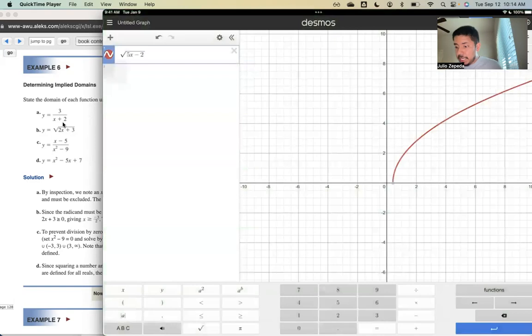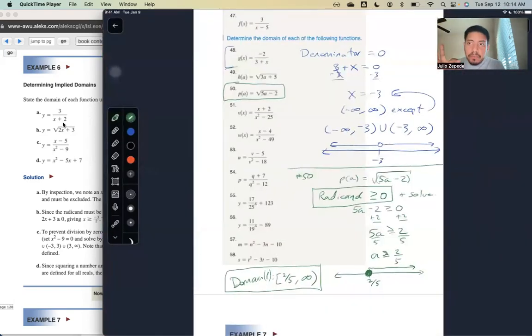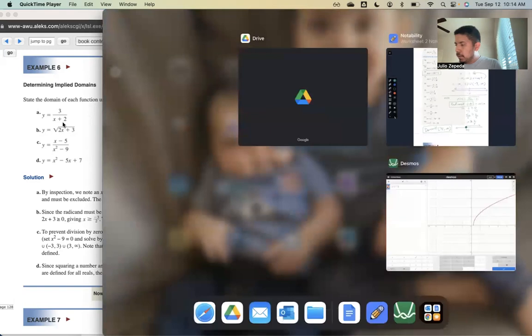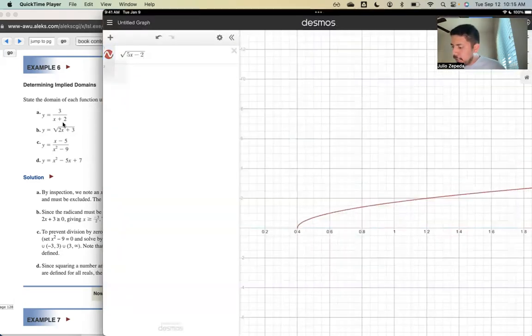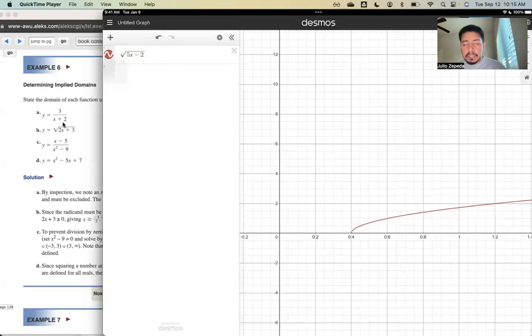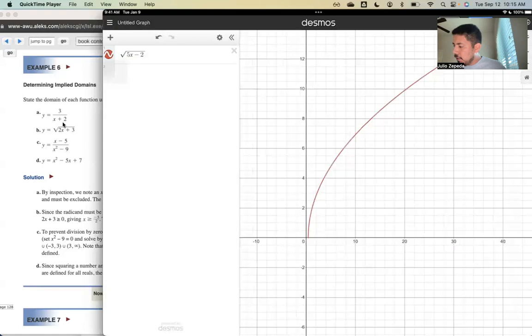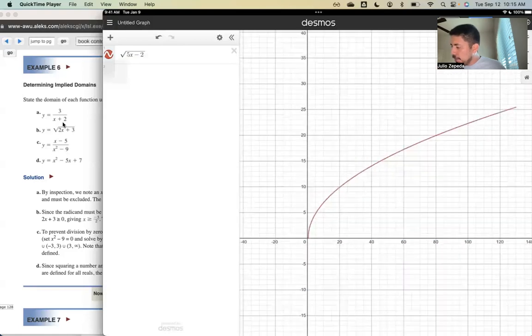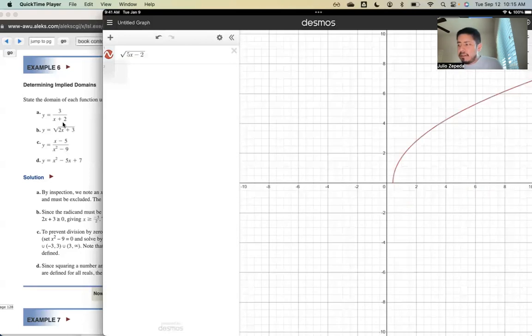And notice what is the domain? We said from 2/5 to infinity. That should be where the function exists along the x-axis. Hey, take a look at that. Where does it start? At 0.4, it starts. That's 2/5 all the way to infinity. You can see it just continues to go on in that direction. So that's exactly what we found.